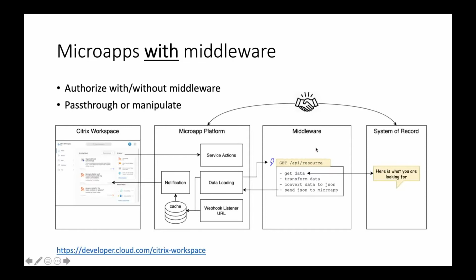So you can see how this middleware allows you to be hugely extensible. You can pass requests straight through, or you can manipulate them. You can rely on authorization directly with the system of record, or indeed you can pass authorization via the middleware. And I'd like to move on in our next section to talking about something that we've built using middleware with Microapps.